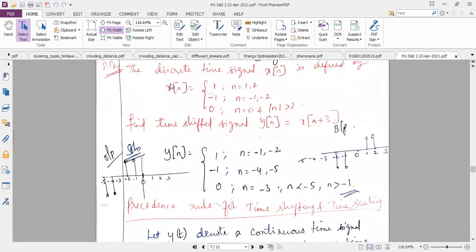Now, you can see what I have written here in the middle. My question is, I want y of n equal to x of n plus 3. You tell me, plus 3 means I have to shift it towards the right hand side or left hand side. Guess from the previous problem and tell me. Left hand side, very good. How many places do I have to shift? Three places.